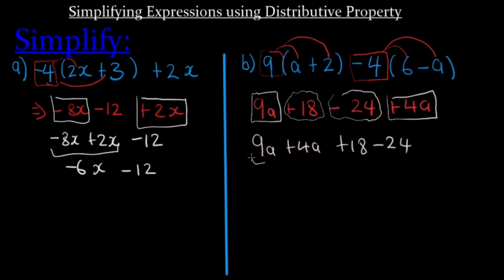So we're going to simplify the like terms. So 9 plus 4 gives us 13. Write back our variable, which is a. And let us simplify our constants. So 18 minus 24, the bigger integer is negative, so we know that our answer should be negative. And let us subtract the absolute values. So 24 minus 18 gives us 6.